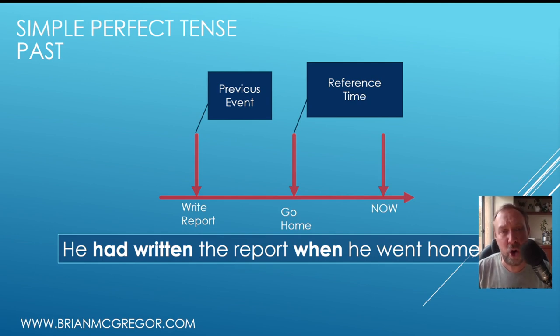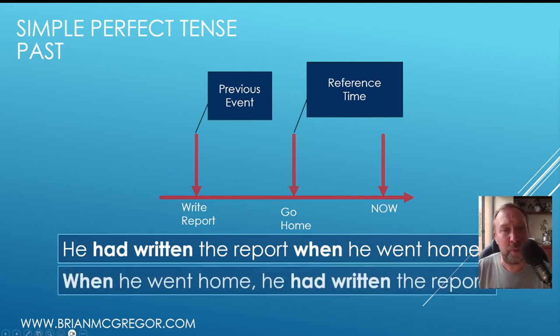Now the sentences can be put the other way around and it means exactly the same. And just watch, you put a comma in there as well. So when he went home, comma, he had written the report. It does not change the meaning of the sentence. This is exactly the same as the first sentence. The two sentences have identical meanings. Just take your pick which one you want to use.